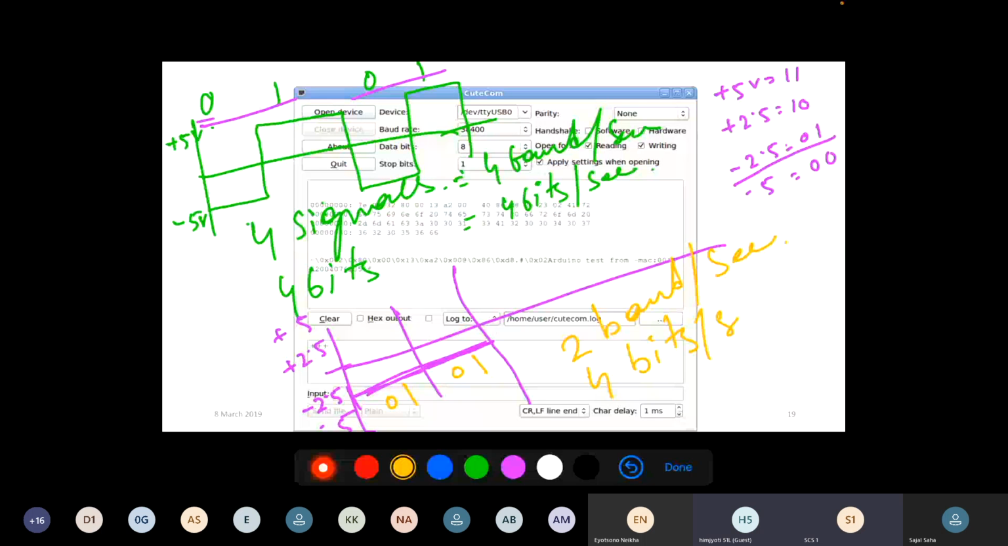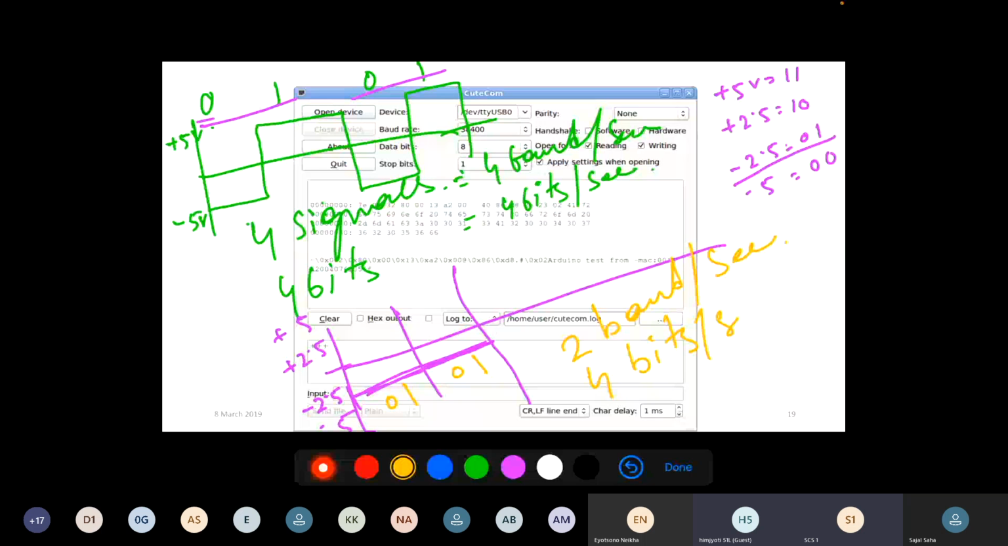Now is this clear to you? Yes, sir. Now, which one is better: baud rate and bit rate the same, or baud rate lower than bit rate? So baud rate lower than bit rate, because with a low number of signals, I can send a very high number of bits. Yes or no? Yes, sir.